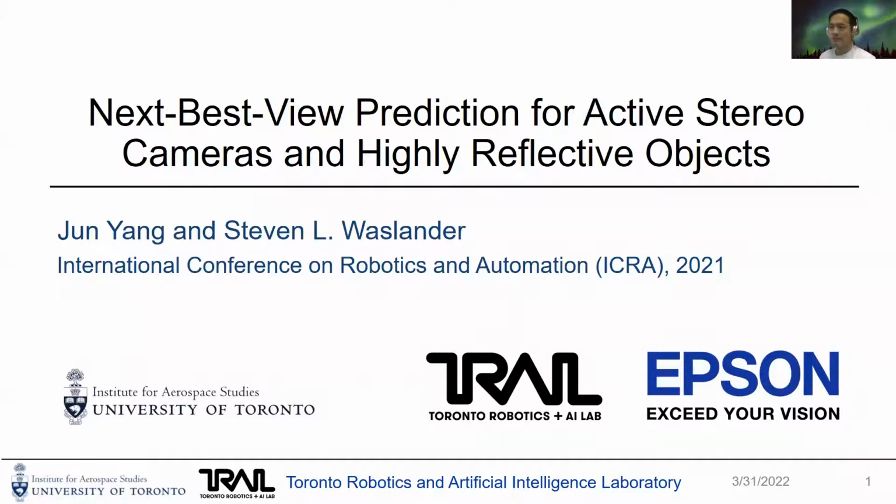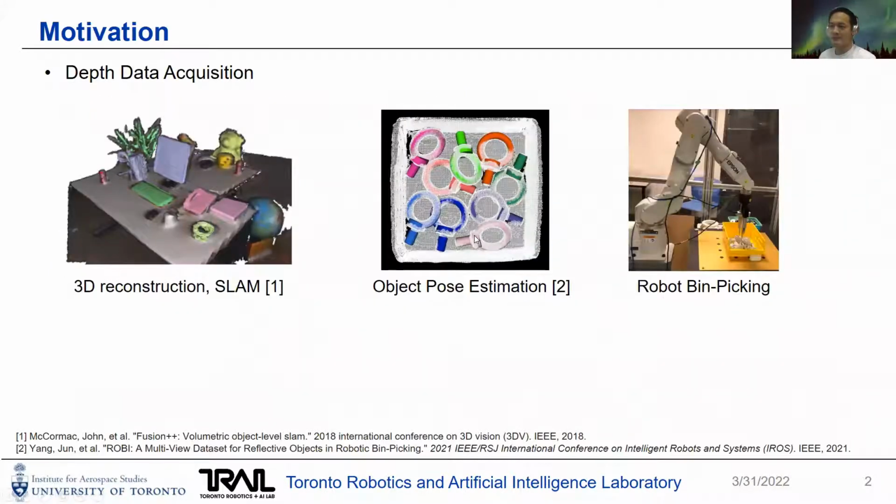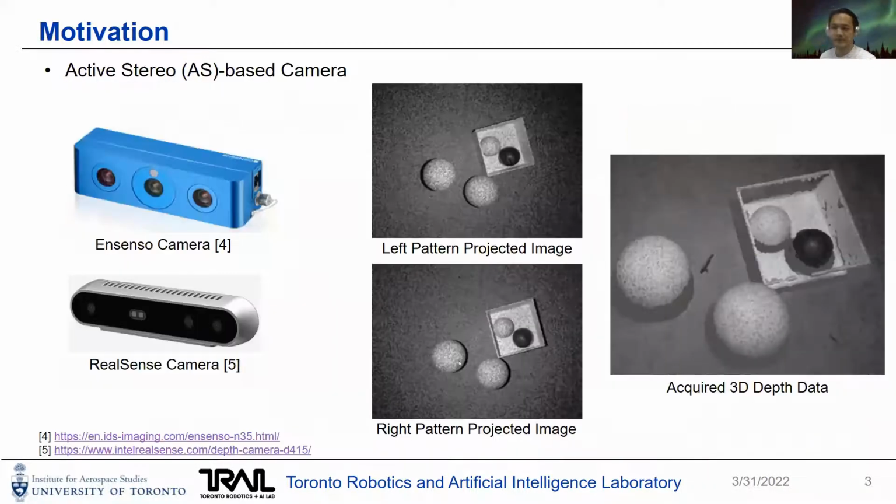Hello everyone, my name is Jun, and today I will present our work, the next best view prediction for active stereo cameras and highly reflective objects. Reliable depth data acquisition is an important problem in many robotic applications, like bin picking and 3D reconstruction. And for indoor applications, the active stereo camera is widely used because of its high accuracy.